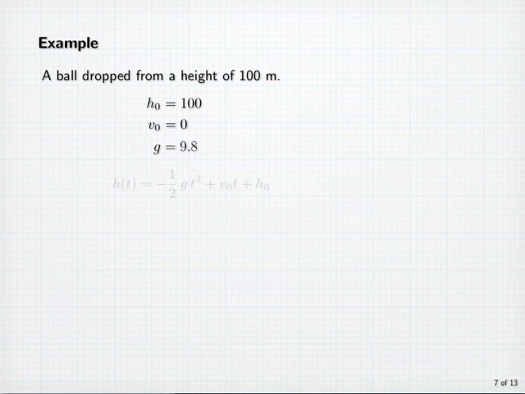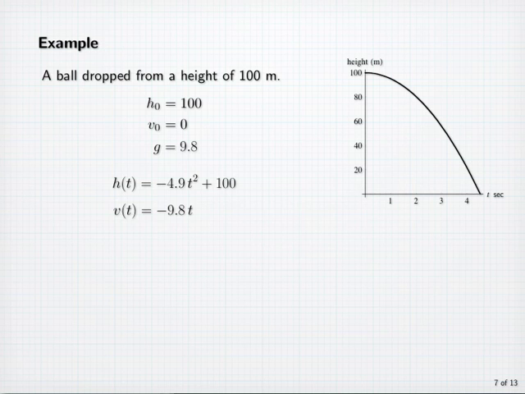So, our height function, minus 1/2 gt squared plus v0 t plus h naught, takes the form of minus 4.9, which is 9.8 divided by 2, times t squared plus the initial height, 100. So our velocity, v of t, is minus 9.8 t.